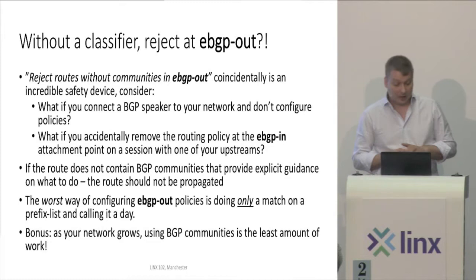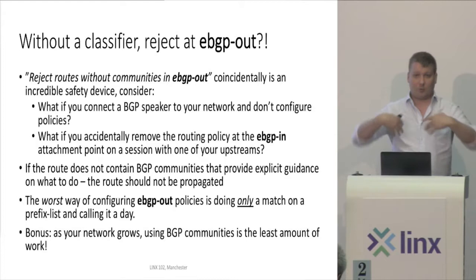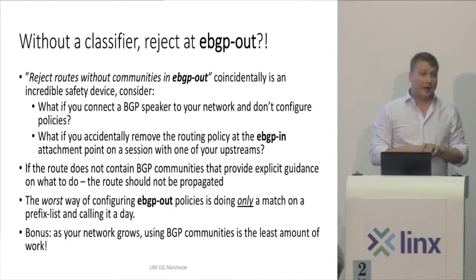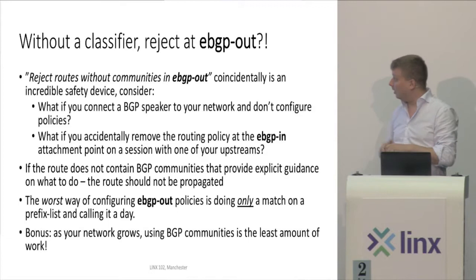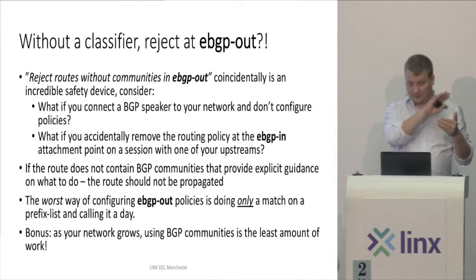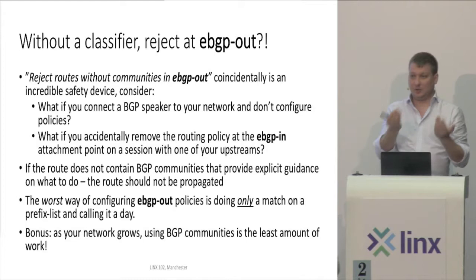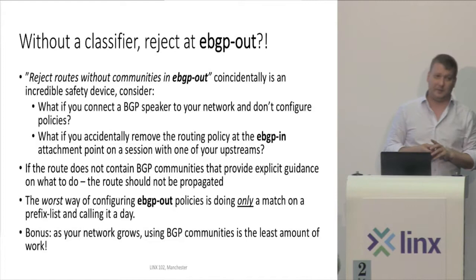Because for instance, what happens if you connect a BGP speaker to your network and for some reason you did not configure any policy on some devices, such as Cisco IOS? That means that all routes are accepted, all routes are propagated, because that's the default behavior of such devices. And if on your eBGP out policies facing your peers, your customers, your transits, you have no way of blocking such announcements, you'd be propagating them everywhere. So it really pays off to make sure that in your routing policies, if there's no reason to allow a prefix through based on the BGP communities you associate with the route announcements, to deny the propagation of such prefixes. This really prevents a lot of different types of misconfigurations and problems that may arise in your network.